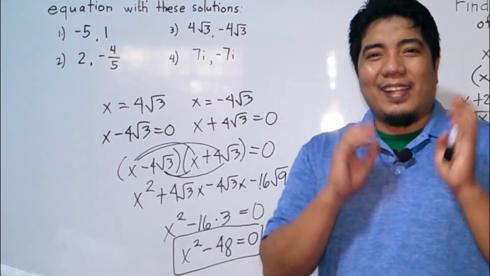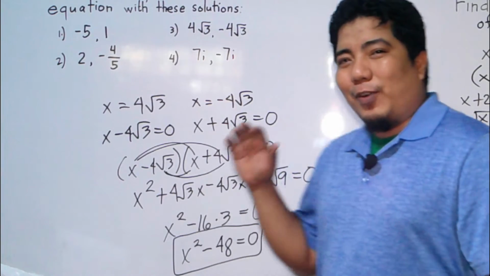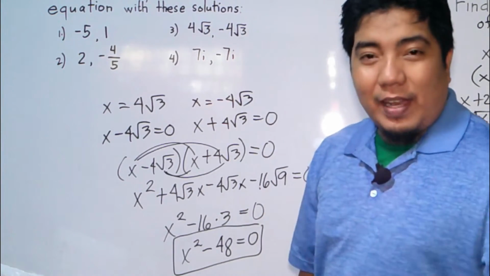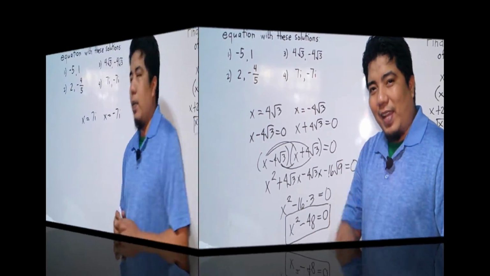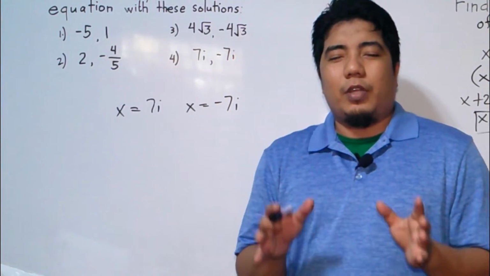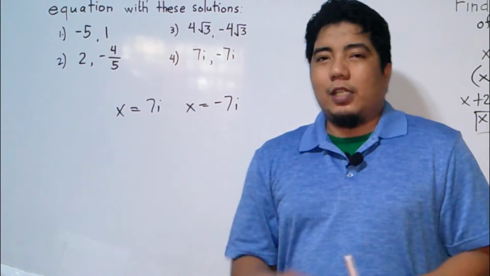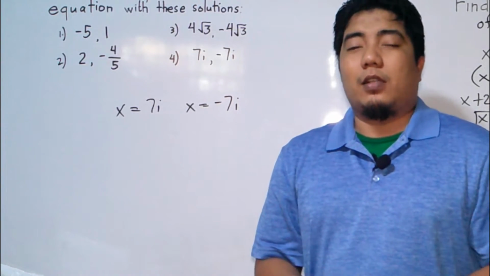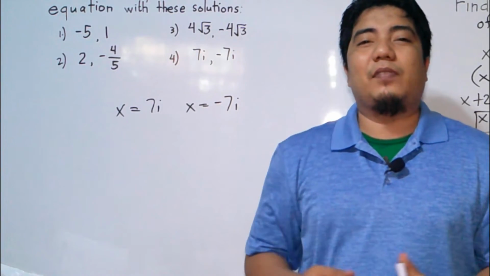Okay, now let us go to the final example for the reverse method. Okay, math learners, we are now in our fourth example, which is the two values of our x are 7i and negative 7i.